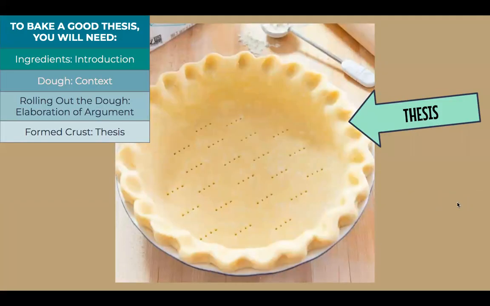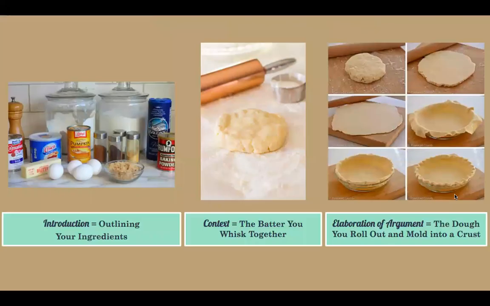So to make a good thesis, what do you need? You need the ingredients that form the introduction, the dough that forms the context, the rolling out of the dough, which is the elaboration of argument, and you need the formed crust, which is the thesis. So again, the introduction is really going to be about where you're outlining the ingredients that go into your recipe. The context is where you're really creating the batter that you whisk together. And the elaboration of argument is where you create this dough that you roll out and mold into a crust.